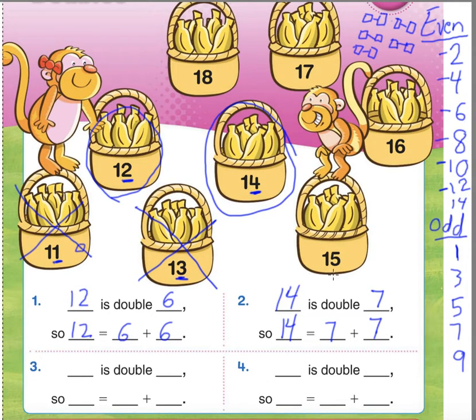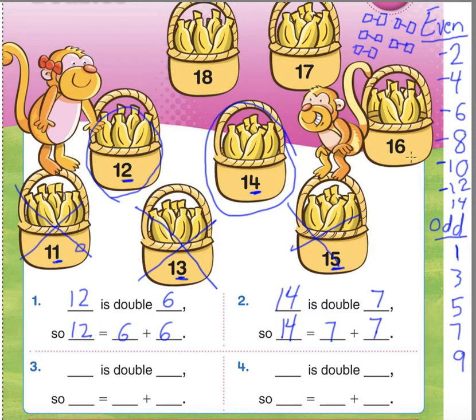Let's go through the number 15. Use our trick, look at the last number. Is 5 even? Nope. Is it odd? Yep, it's right there. Put an X through number 15.